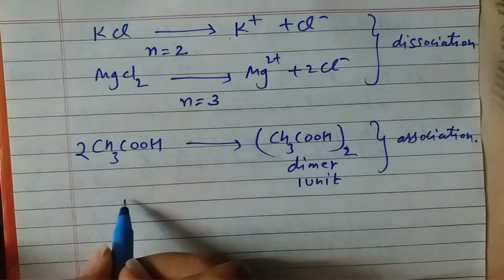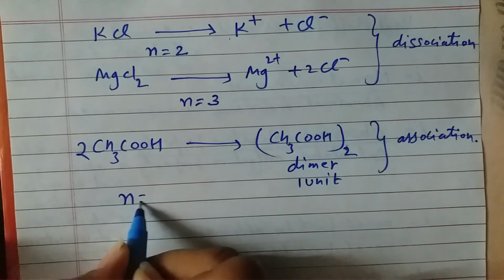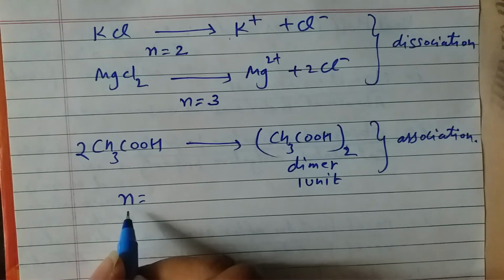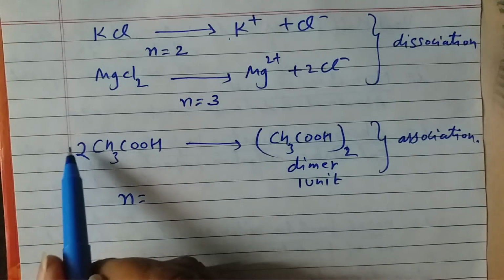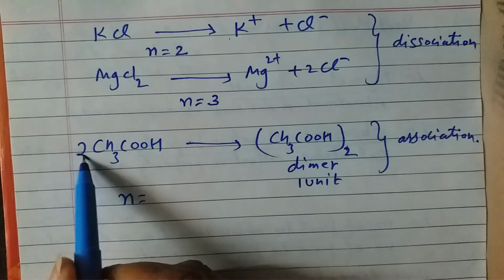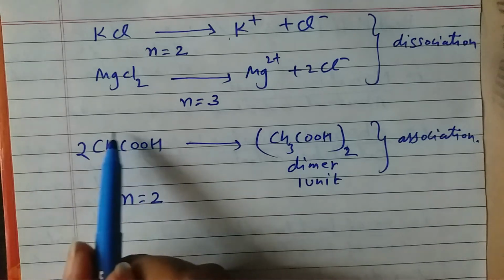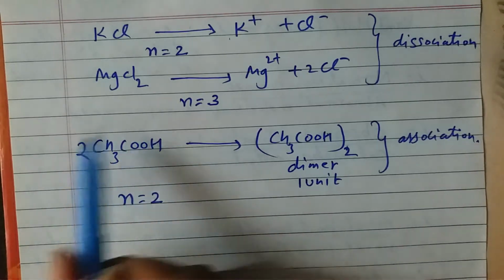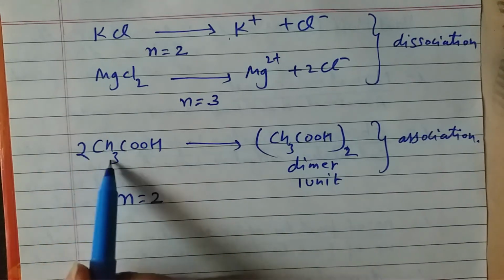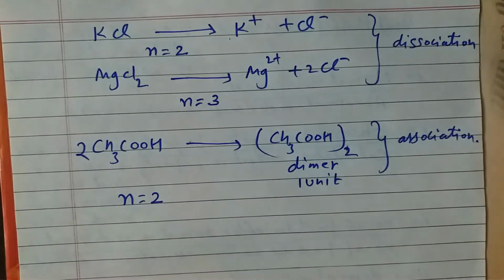So what is n here? What is the value of n? In association, as I told you, n is equal to what? The number of particles undergoing association. So see here, how many particles are undergoing association? It's 2 particles. So the value of n here also is going to be 2. It's 2 particles joining together to form 1 unit. Therefore, n equals 2.